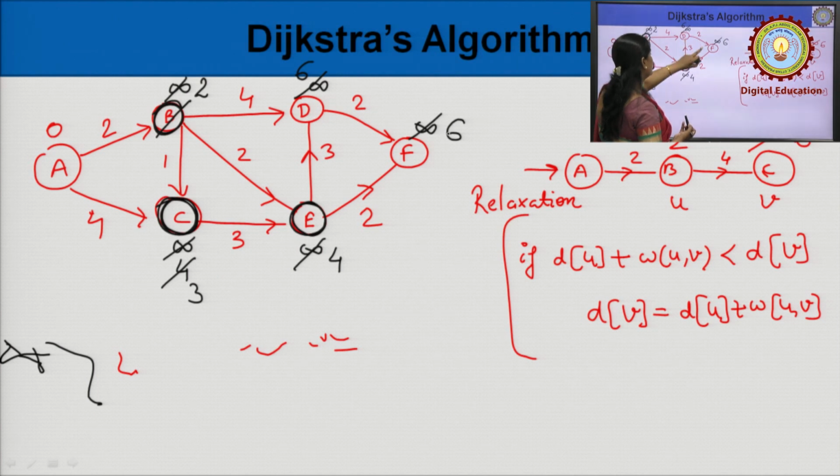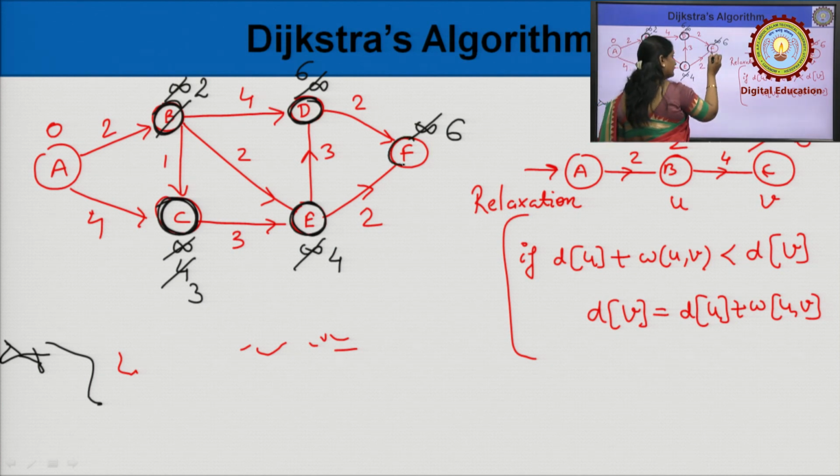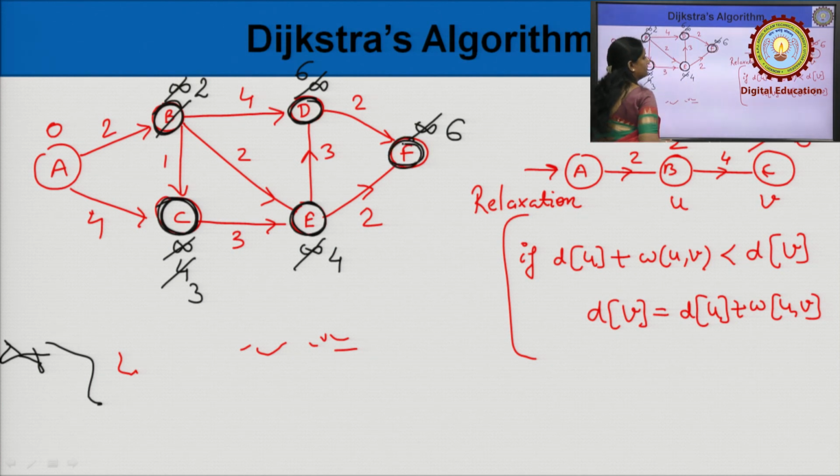Now the minimum between 6 and 6, both are same, select any one. Suppose we select D. Now 6 plus 2 is 8, but there is already a minimum distance, so select 6. Now select F. Now there are no adjacent vertices to F, so stop.